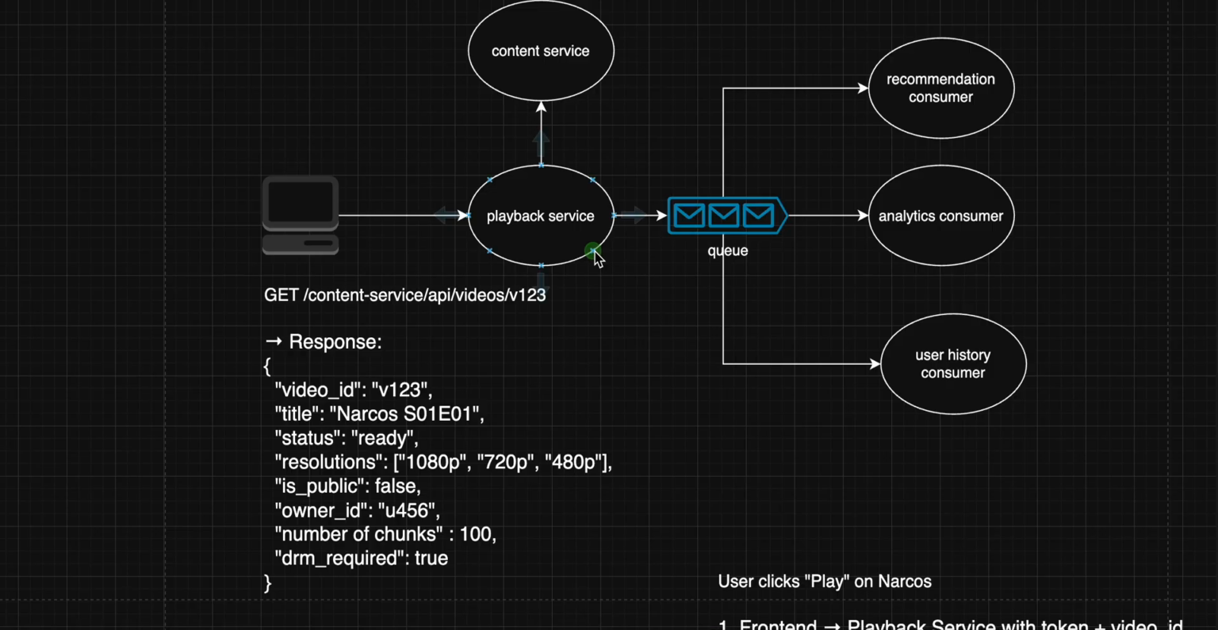So what is this queue doing here? This queue is responsible for publishing messages of which user is playing what, so that the recommendation service, analytics consumers, and our user history can consume these messages, save their data, and perform their operations. So this is an event. We will just publish an event, and different services, based on their requirements, can listen to these events and perform their operations.